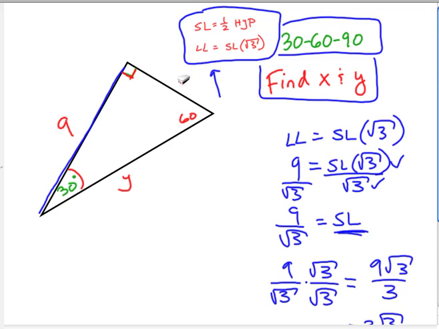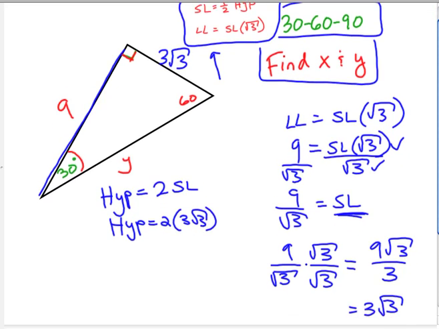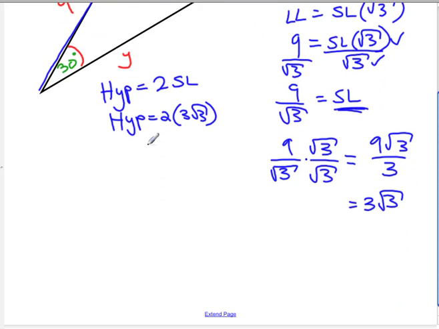So this would be 3 times the square root of 3. And now I need to get the hypotenuse. So the hypotenuse equals twice the short leg, because the short leg is half the hypotenuse. So the hypotenuse equals 2 times 3 times the square root of 3. And the hypotenuse, 2 times 3 is 6 times the square root of 3.